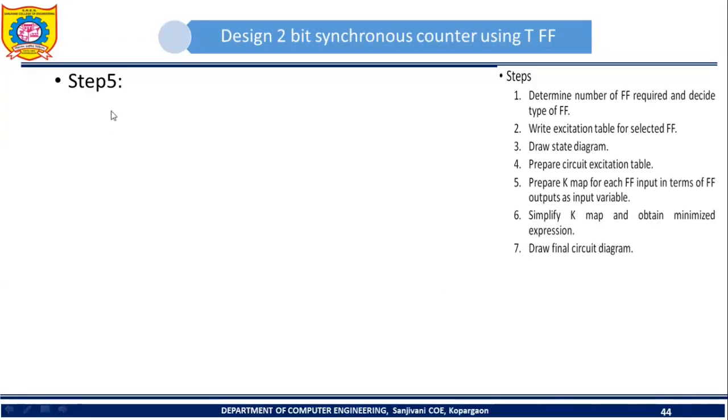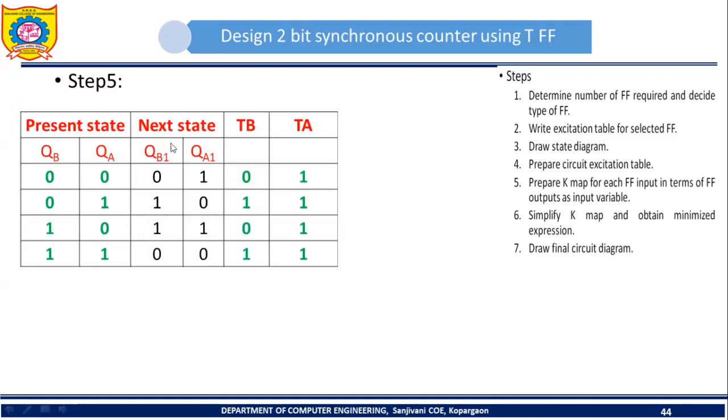Now let's see step number 5. Step number 5 is: prepare K-map for each flip-flop input in terms of flip-flop outputs as input variables. The statement is somewhat confusing, so let's try to understand it with the help of an example. This is our circuit excitation table which is obtained in step number 4. Now in step number 5 you are supposed to prepare the K-map. Already you know how to prepare a K-map.